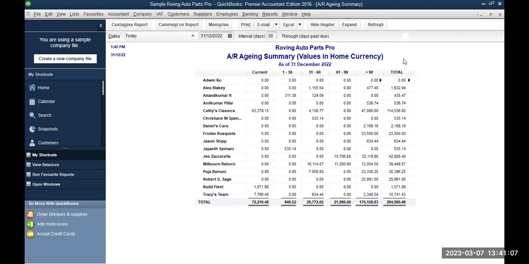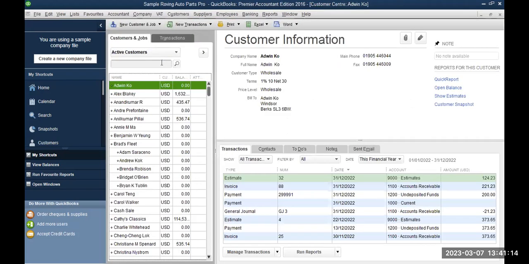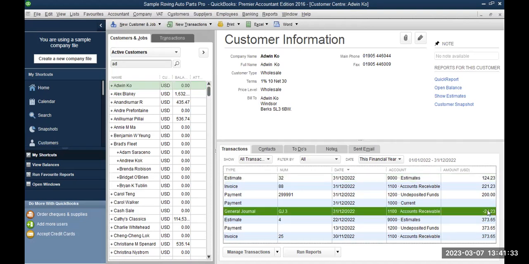Okay, so in that case, what you'll have to do is come to the customer's ledger, customer center, and then we go to Edwin Co's account. Okay, so if you go to Edwin Co's account, you see they have a zero balance. Okay, but we have to offset the amount that they have paid, the journal that we've passed for withholding tax. So what you need to do is to receive the payment from Edwin Co against the invoice.